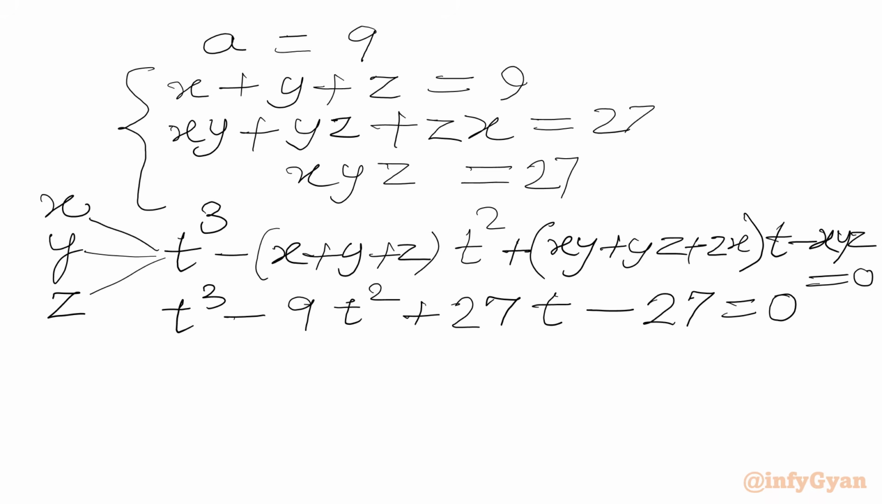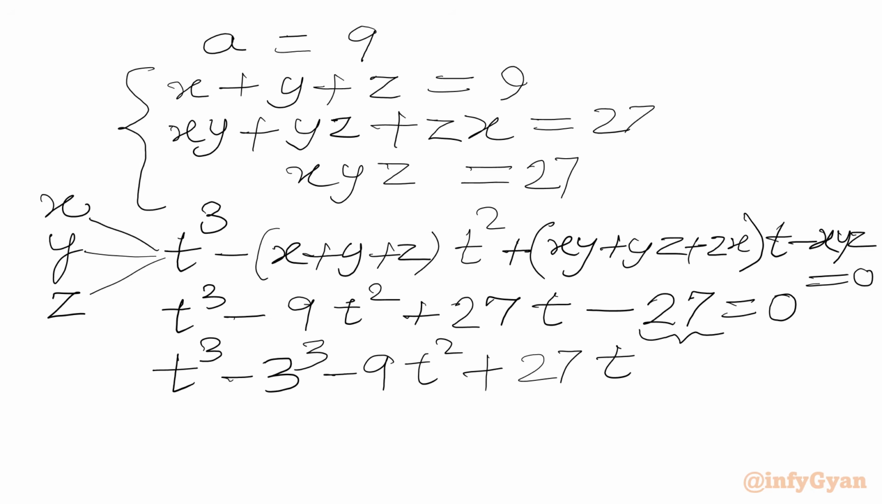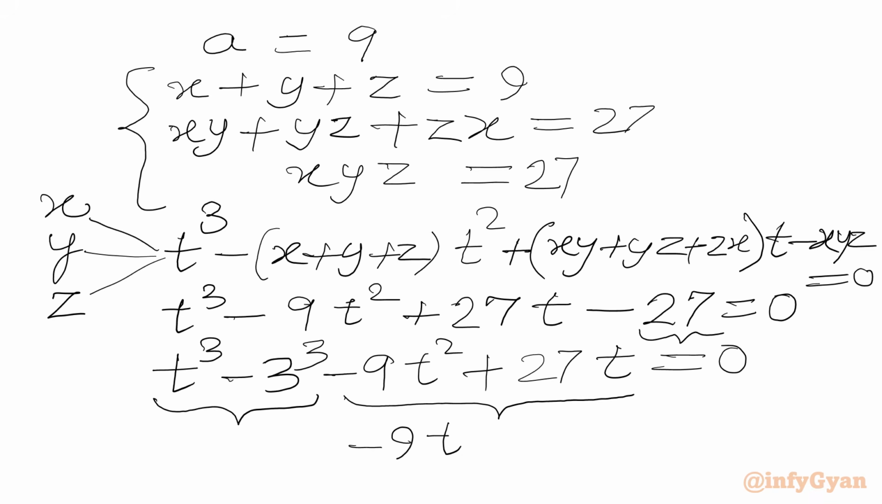Now we will rearrange the terms. We will write t cube, and 27 is 3 cube, so we can write minus 3 cube. Then we have minus 9t square plus 27t equal to 0. Now here we are going to apply the a cube minus b cube formula, and here we are going to take minus 9t common. Let me write here minus 9t is common. So in the bracket we can write t minus 3.